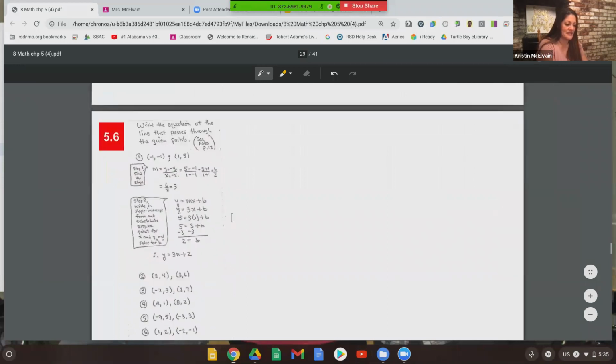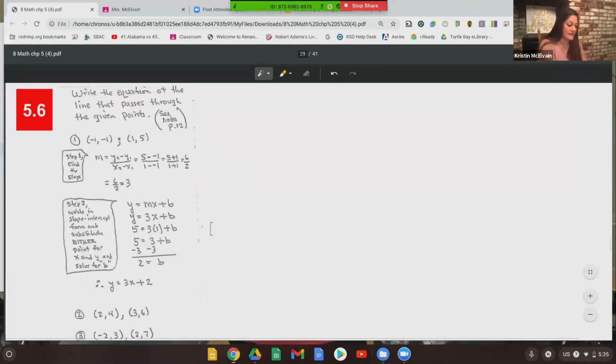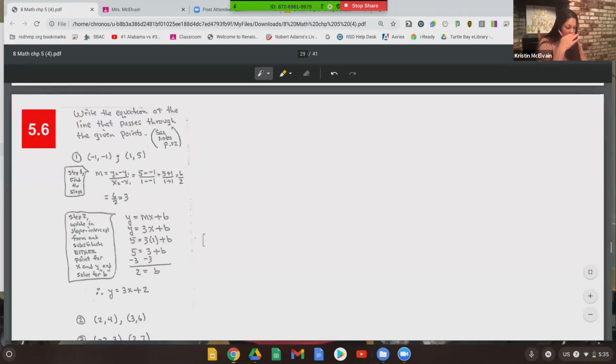All right, so that brings us to our math work. Let's see if I can enlarge it because it's kind of small here. So this says, write the equation of the line that passes through the given points. On Friday, you were given the slope and 1 point. Now we're giving 2 points. What we need to do is find the slope between those 2 points and then find our b, okay?